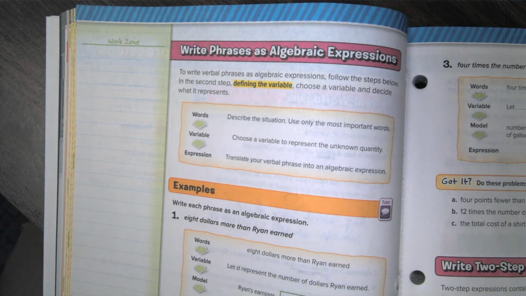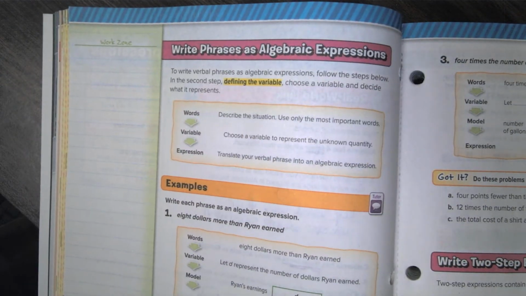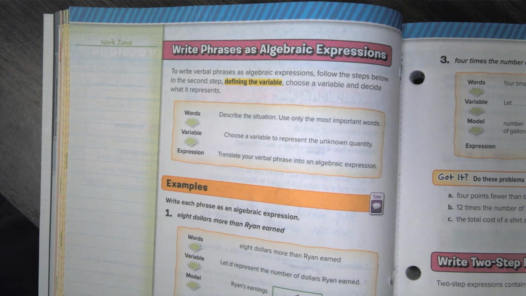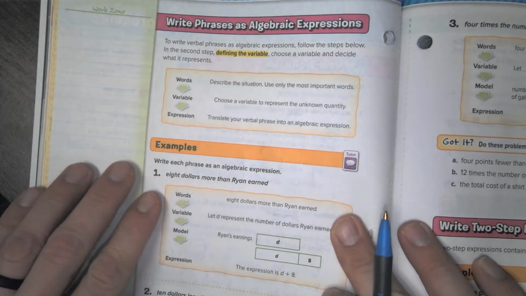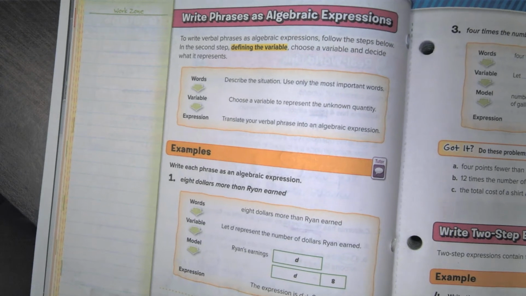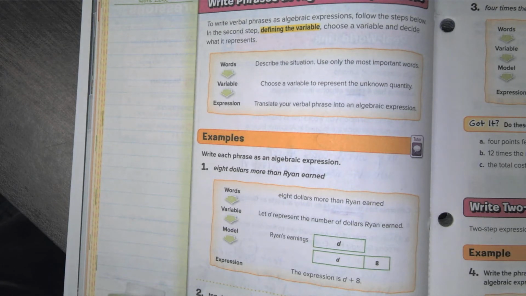Okay, the second step is what they call defining the variable. When you define the variable, it means you pick a letter and you're using that to represent the unknown number that we don't know. So, looking at number 1 here. Okay, it says $8 more than Ryan earned. What do you think we should underline there as a key math term? So $8 more than Ryan earned. Mariana? More than.